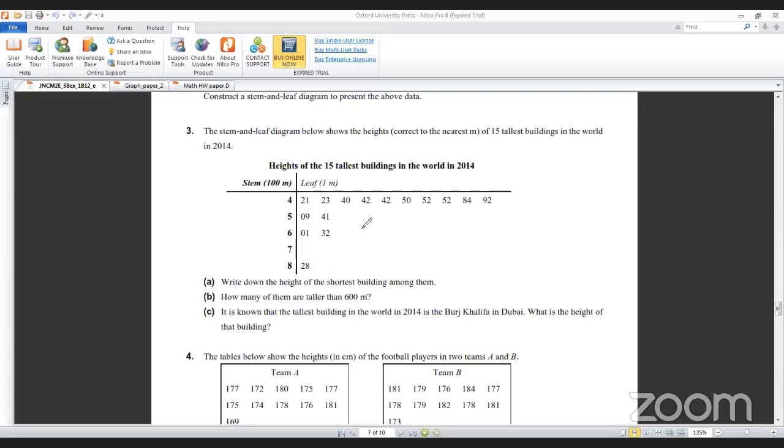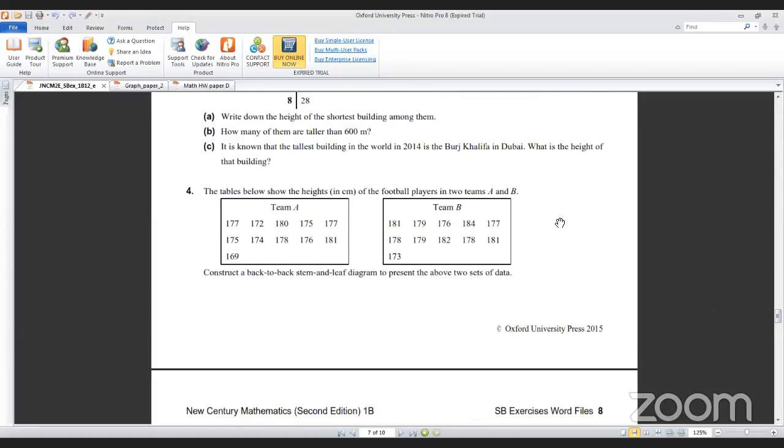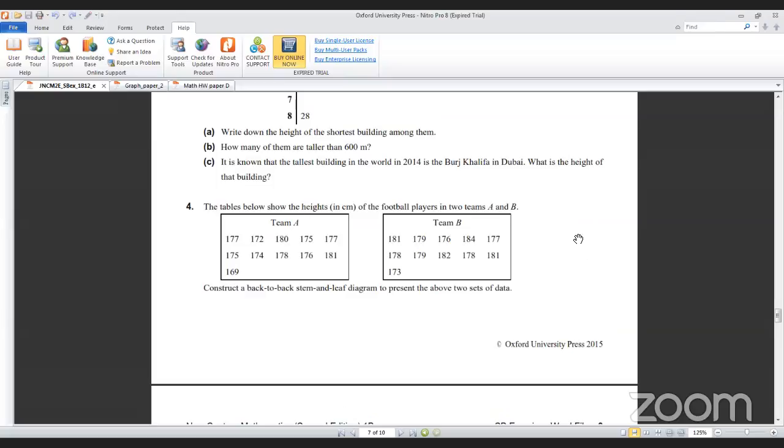I think you don't have many problems in reading the stem and leaf diagram. For number 4, some of you haven't completed the diagram, but if you find that the space in your textbook is not enough, write properly on a piece of paper. If you squeeze your work in such a small space, I will just cross it out and give you a 0. Then you just need to redo it again.